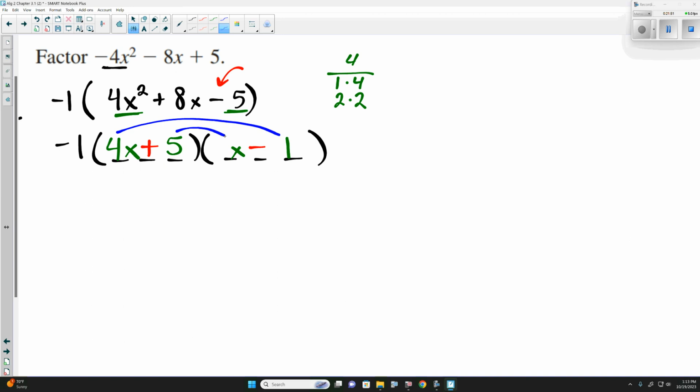And now we can check this here. 4x times negative 1 is negative 4x. 5 times x is plus 5x. And negative 4x plus 5x is x. Is that the middle term we wanted? No. All right.